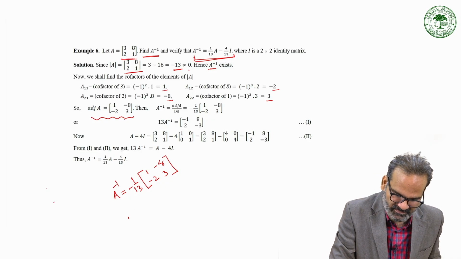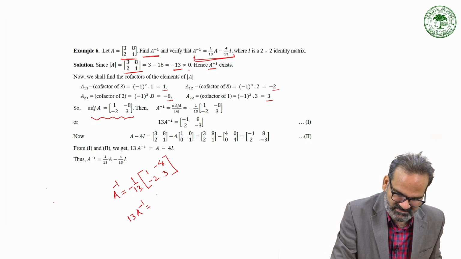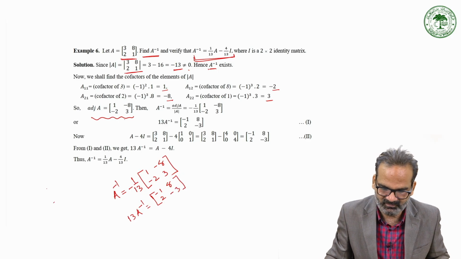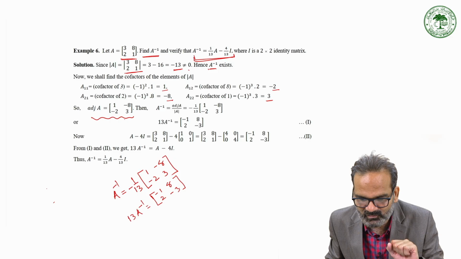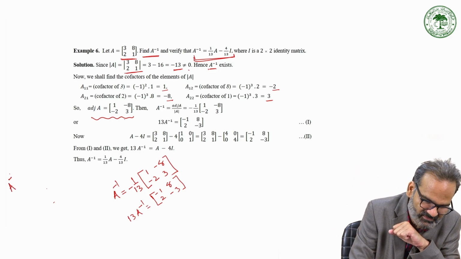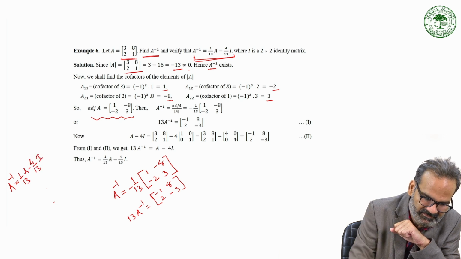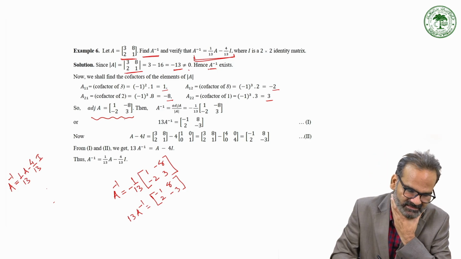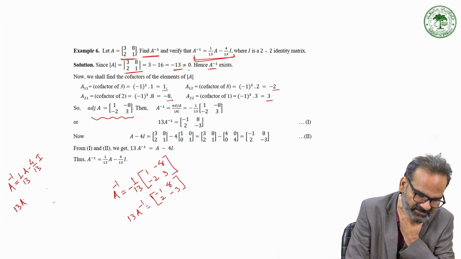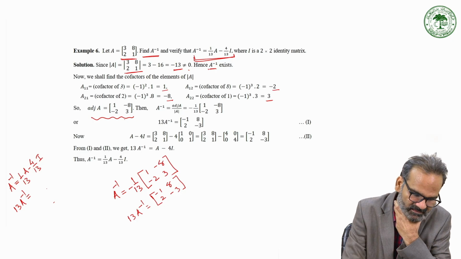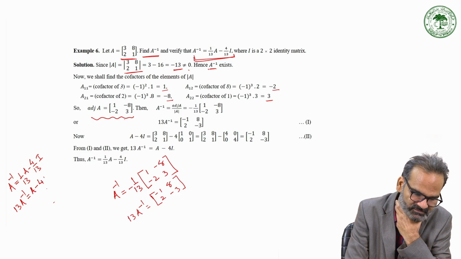So from here, this can be written as 13 A inverse. This is equal to what? Multiply this minus inside: minus 1, 2, 8, minus 3, right? This is the value of 13 A inverse. Now what do you want to prove? Your equation is A inverse is equal to 1 upon 13 A minus 4 upon 13 I. Now what will you do? You can take 13 common. So this equation can be written as 13 A inverse is equal to A minus 4I.